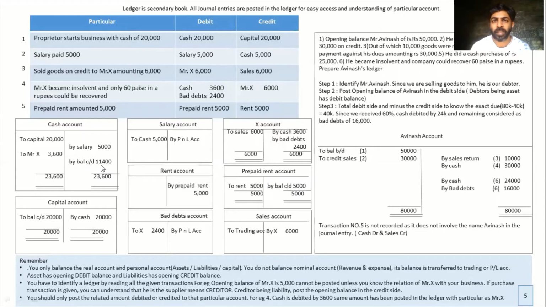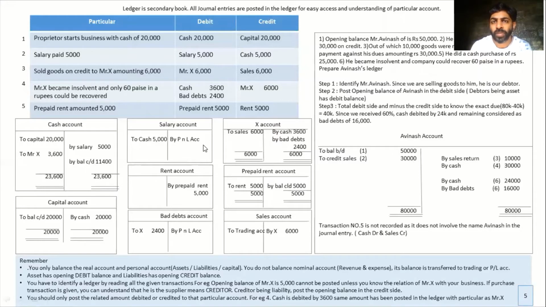Please understand, personal account and real account are the only two accounts where you get the balancing figure, because this figure goes to your balance sheet. But when it comes to nominal accounts like salary or rent, the balancing figure, like over here, where you have written to cash and the balancing figure comes on this side, is transferred to the profit and loss account or trading account, whatever is the case. All right.